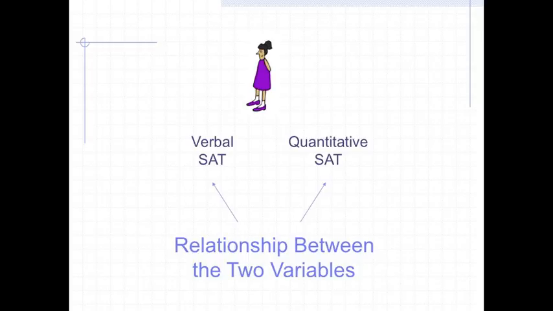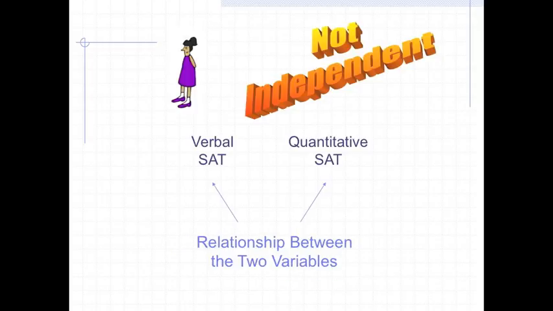Contrast this situation with one in which thousands of people are sampled and two measures, such as verbal and quantitative SAT, are taken from each. In this case, there would be a relationship between the two variables since higher scores on the verbal SAT are associated with higher scores on the quantitative SAT. Thus, the two variables are not independent, and the variance of the total SAT score would not be the sum of the variance of the verbal SAT and the quantitative SAT.